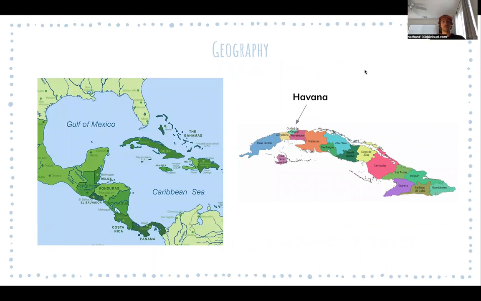On the left, you can see that Cuba is situated between the Gulf of Mexico and the Caribbean Sea. It is the largest island in the Caribbean, and it is 90 miles off the coast of Florida. On the right, you can see that the capital city of Cuba is Havana, and Havana makes up one of 15 provinces that the island of Cuba is divided into.